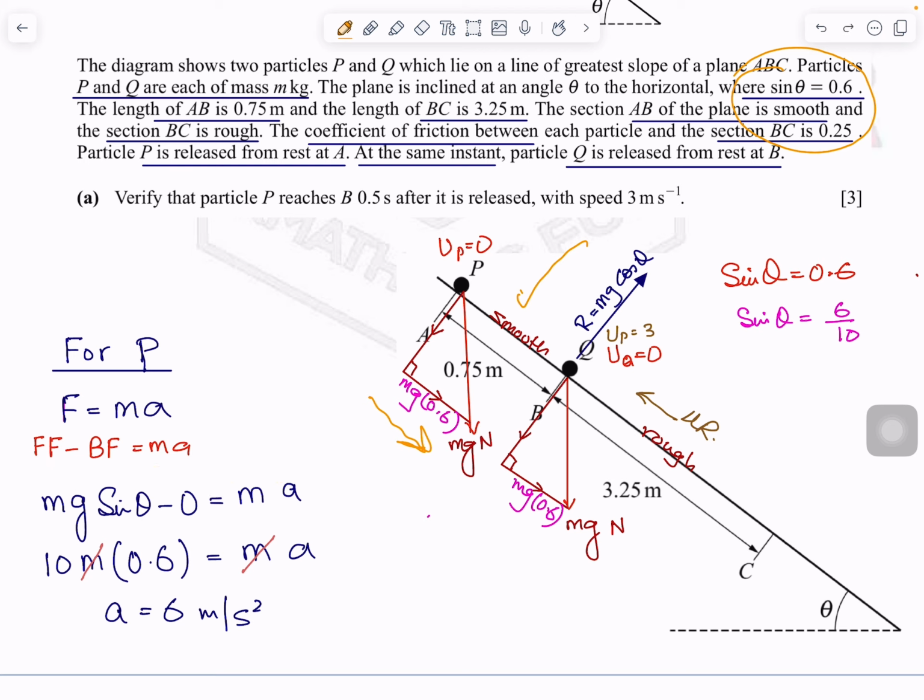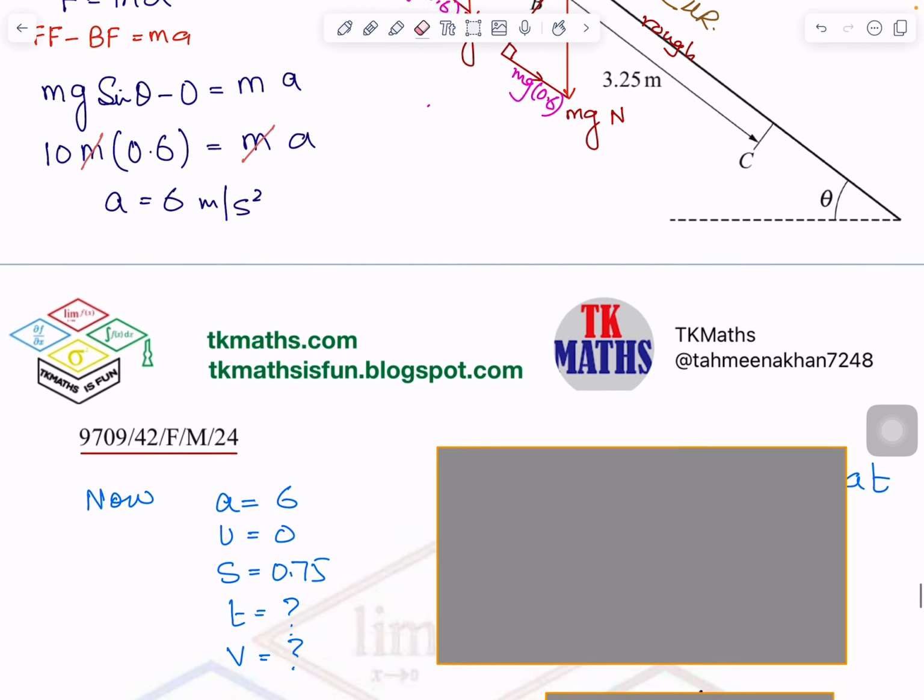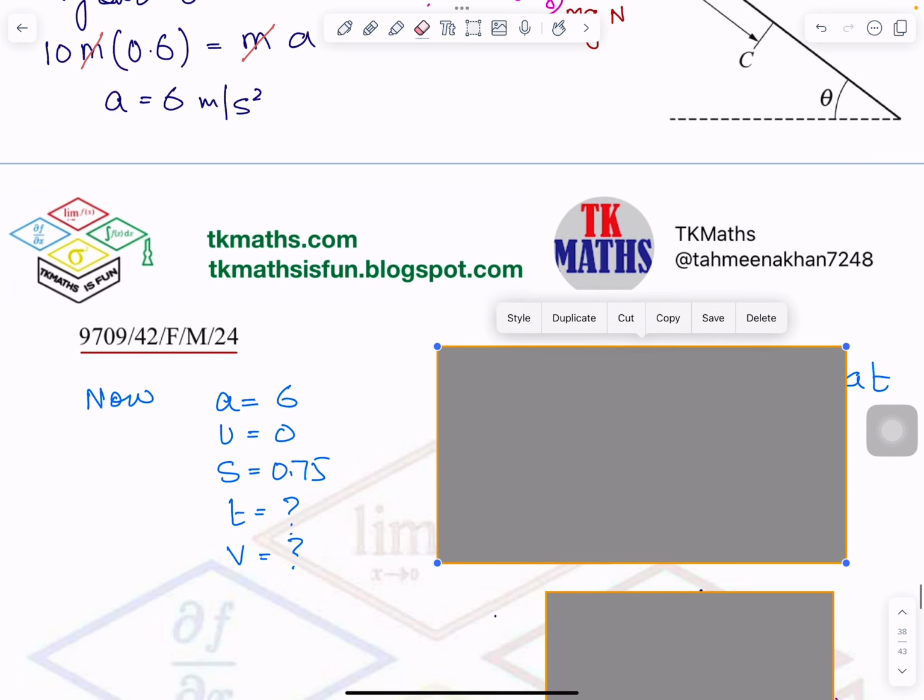So when the object is going from position A to position B, the acceleration was 6 meters per second squared, but we have to find out the speed and the time. So I have found acceleration because I need this to apply in the constant acceleration formula, which I have taken here. So now this is the information I have in hand: a is 6, u is 0, distance is 0.75, time and velocity I have to calculate.